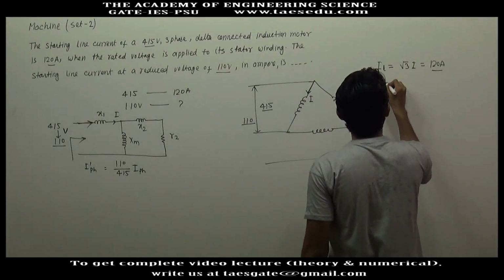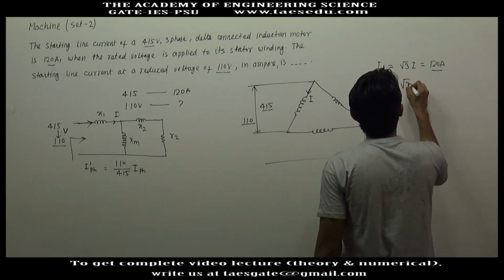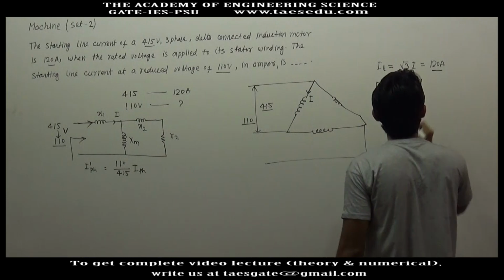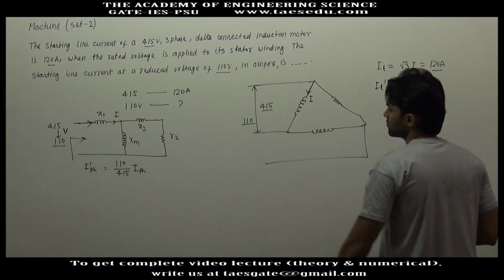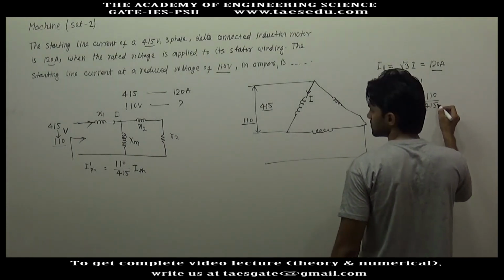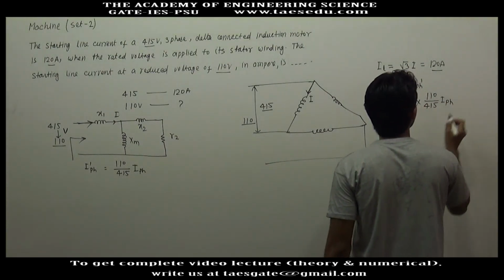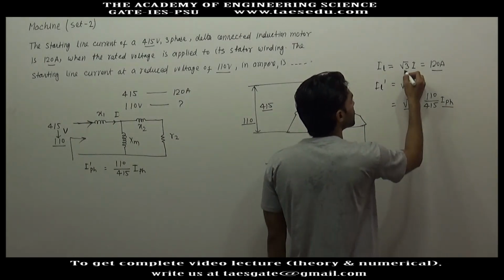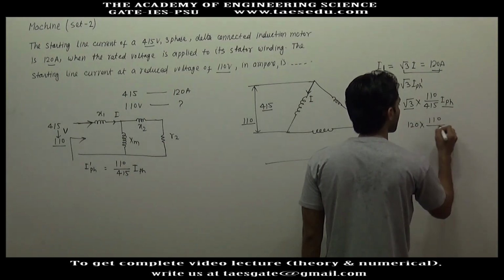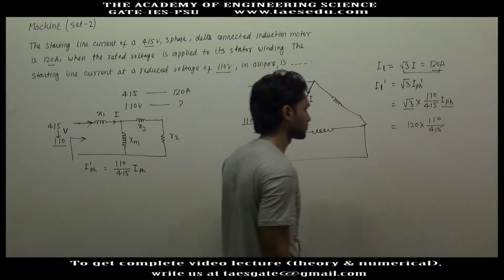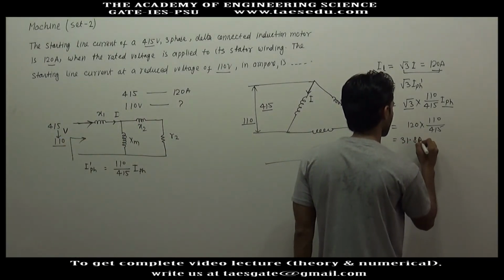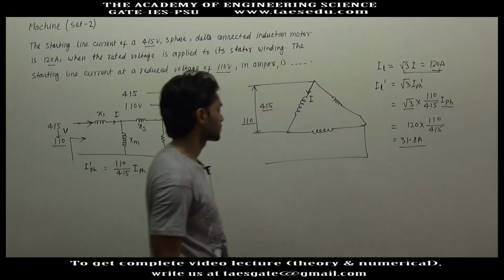So now what will be the line current? This will be root 3 into the new phase current, which is 110 divided by 415 into I phase, and root 3 into I phase is nothing but 120 ampere, so this will be 120 into 110 divided by 415. This will be 31.8 ampere.